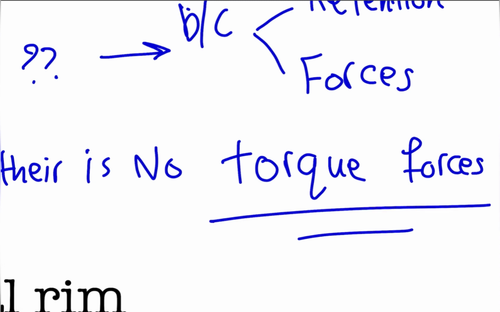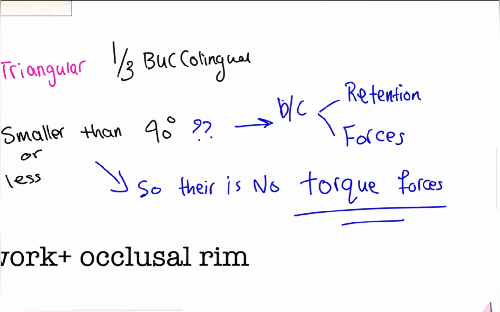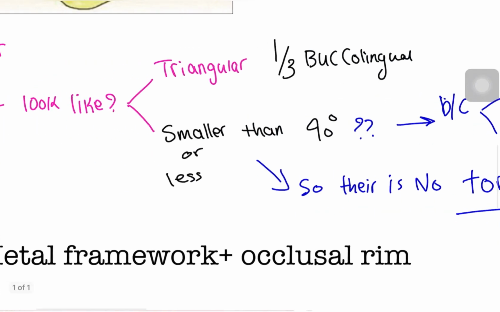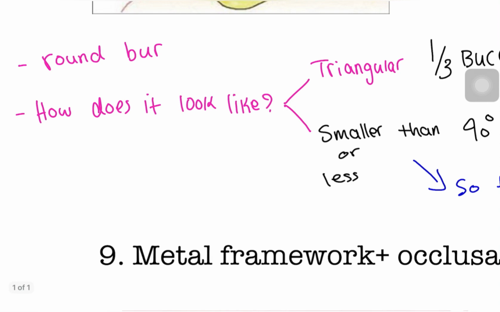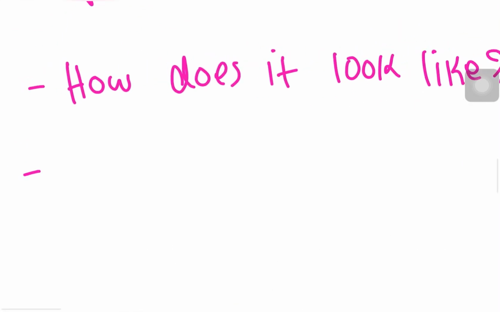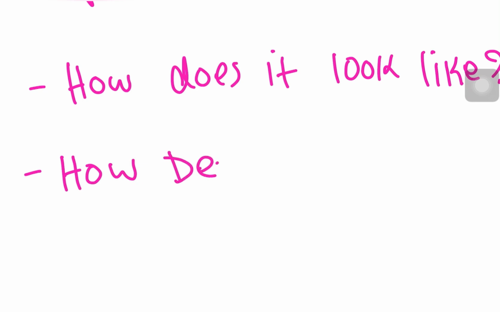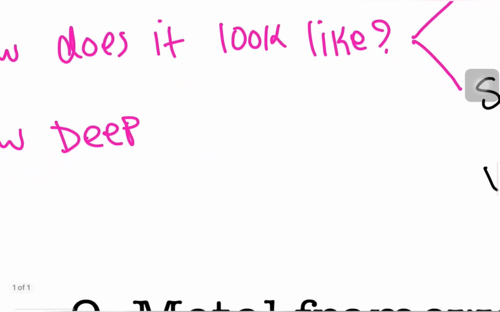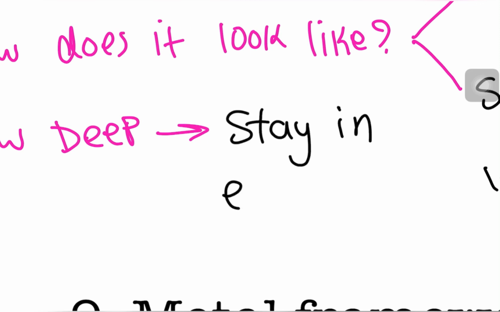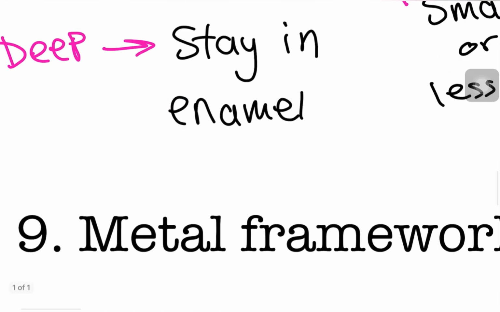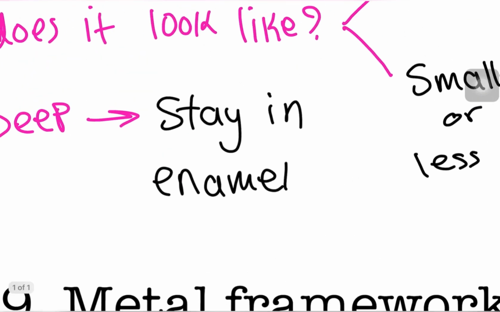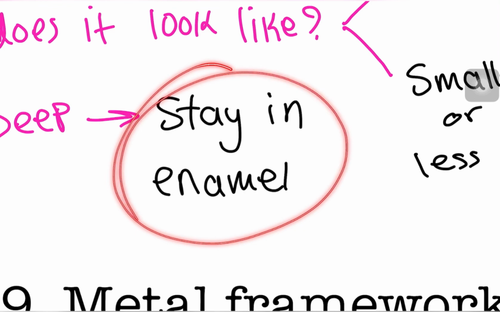Okay, now that's that. And then it is also important, which is the last thing, the depth. So how deep should this preparation be? It has to stay in enamel. You know why? Because if we go through enamel to dentin, dentin is very sensitive. So the patient might feel pain every time they put it on or take it off, and with cold food. So it's best to stay in enamel.